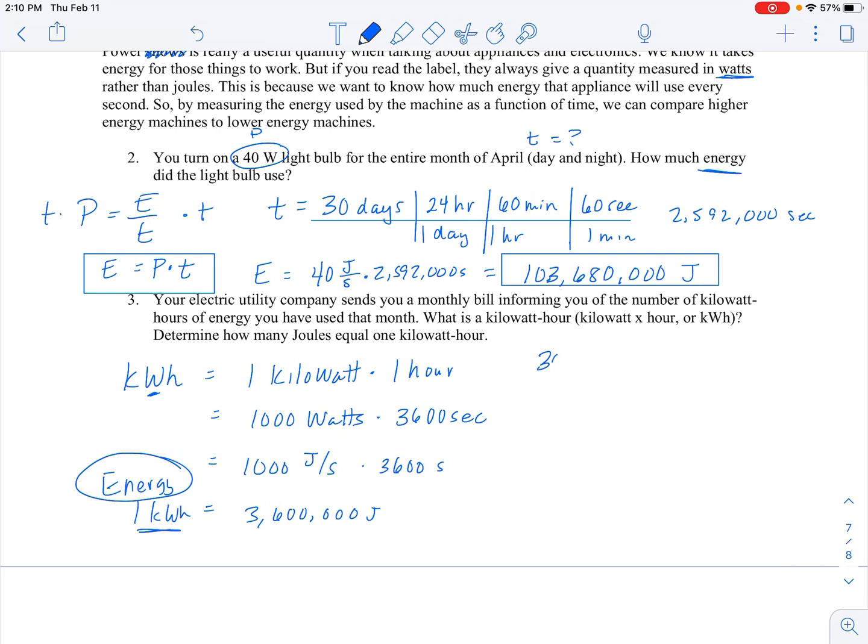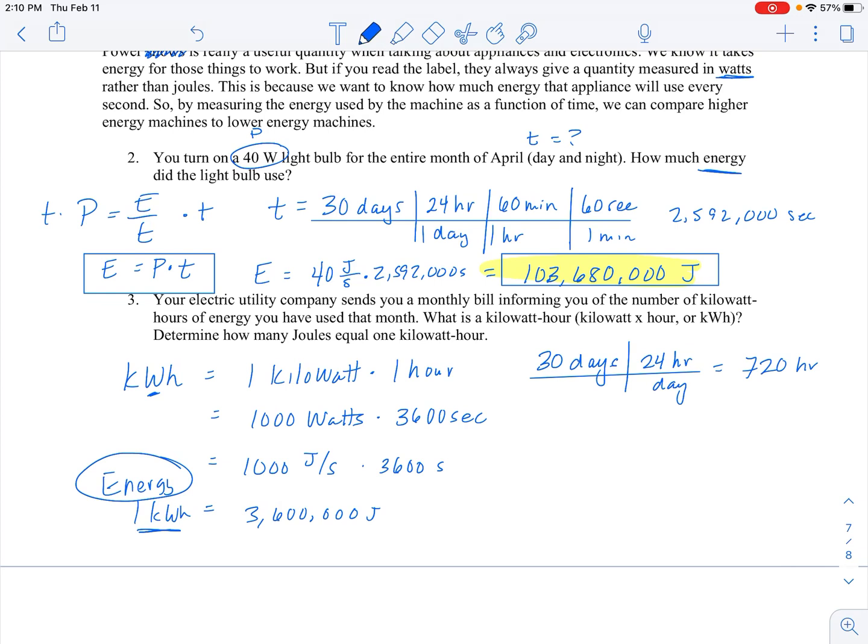So let me show you something here with the light bulb in the month of April. The month of April has 30 days. And there's 24 hours in a day. So if I multiply those two numbers together, 30 times 24 is 720 hours. So here's how the electric company does it. Instead of multiplying out this crazy number of joules, 100 million joules, pardon me.